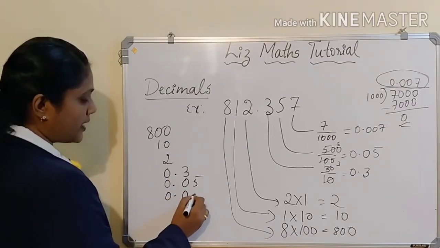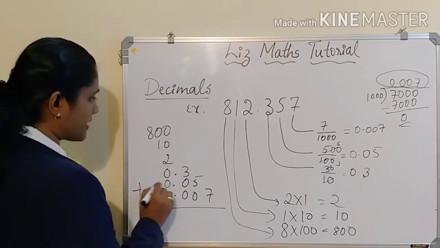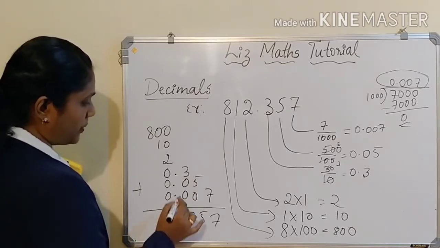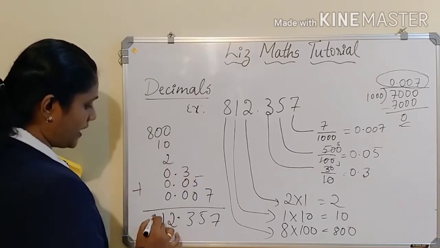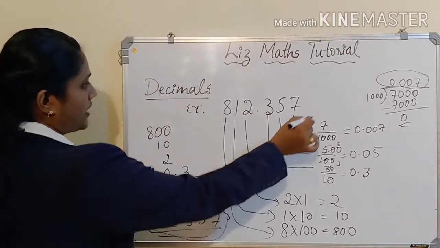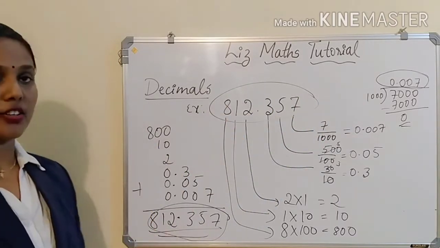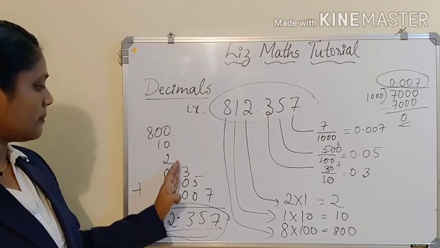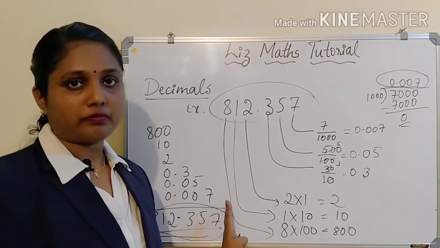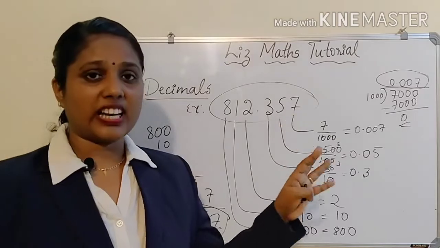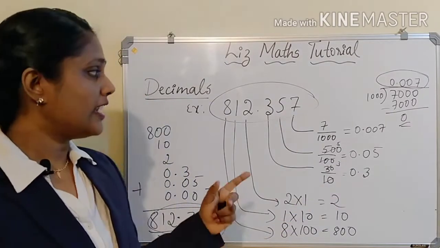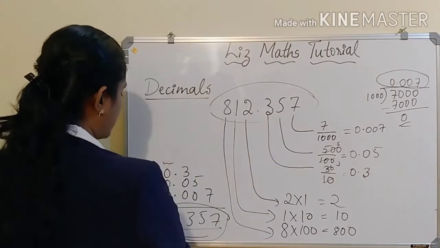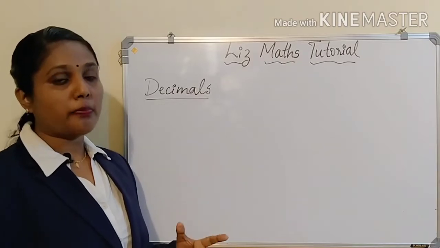0.007. Now go for adding this. 7, 5, here 3. Then you put the point here. Then you will get 2, 1, 8. What you got here is the same as what I have written here also. See how you have to add the decimal values. Please make sure that the decimal points come in the same line. Hope you understood. Now these are some of the basic concepts of decimals. Next, let me take how to expand these decimals.